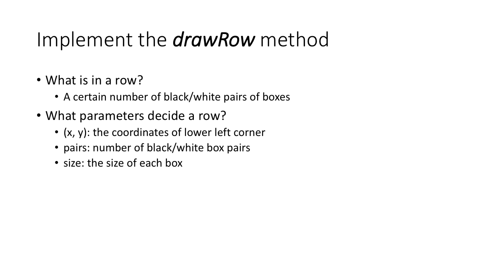And here is something that you need to pay attention to: the coordinates of the lower left corner, which is the coordinate x and y. This is different from, for example, if you want to draw a square, where the coordinate of xy is in fact in the center of the square. So this is the part that you need to pay attention to. And we have in total 4 variables: the first 2 are the coordinates of the square of the row, and then the number of the pairs and the size of each small square.